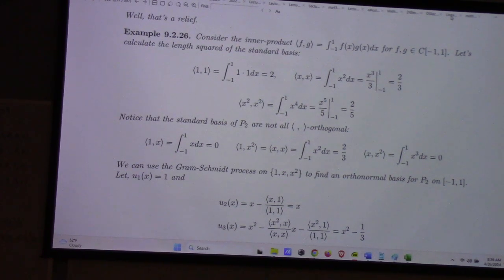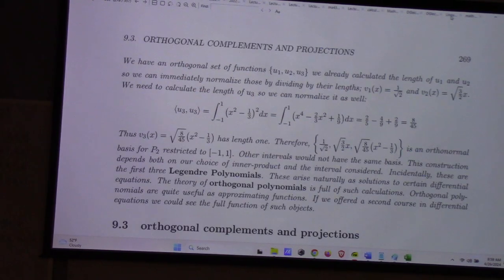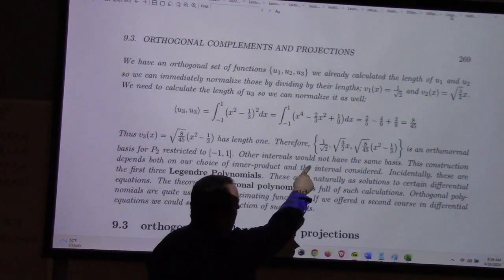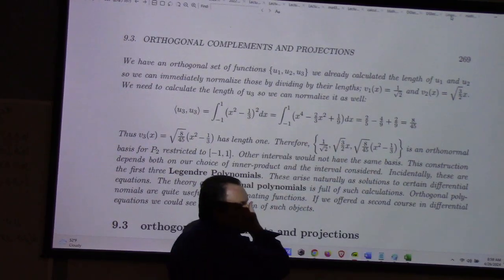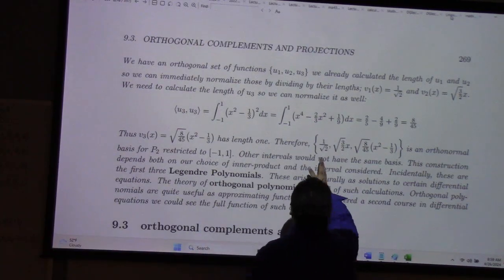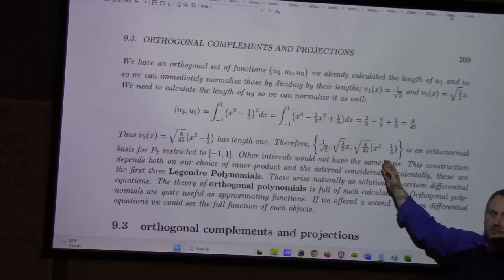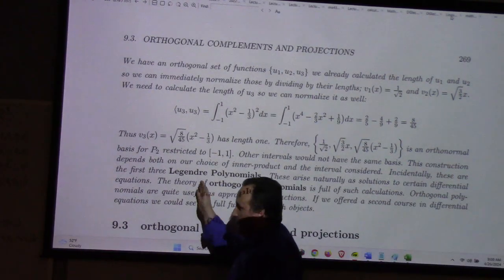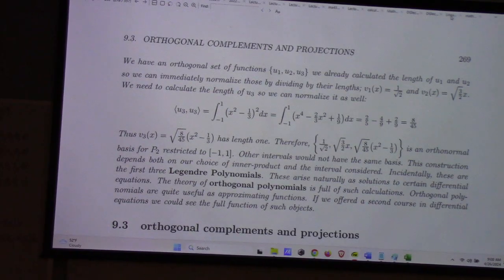Now, the vectors, quote unquote, 1, x, and x squared minus 1/3, they don't have to be unit length, do they? So I calculate the inner product of u1 with u1, u2 with u2, and u3 with u3, and we end up needing normalization factors 1 over square root of 2, square root of 3 over 2, and finally square root of 8 over 45. But there you go. This is an orthonormal set for quadratic polynomials. They were known as Legendre polynomials.